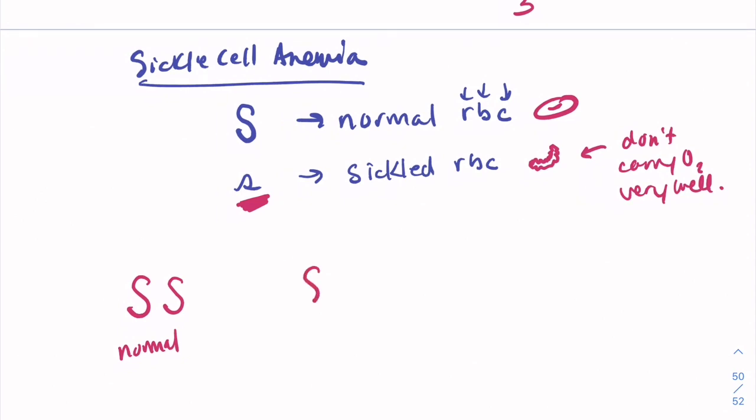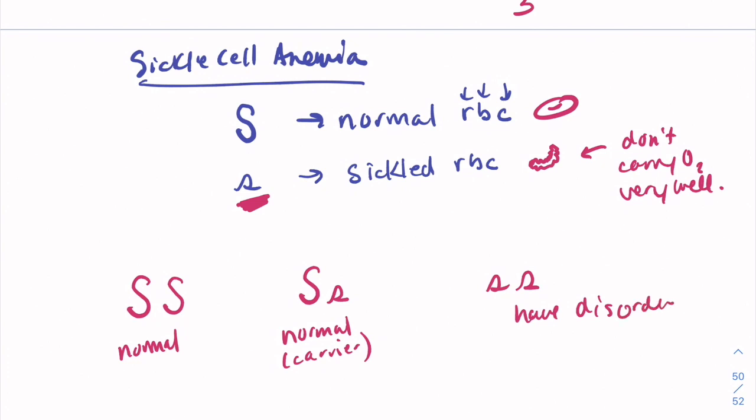You can have a homozygous dominant, normal phenotype. You can have a heterozygous. So this would be normal, but they're a carrier, right? Carrier. And then there is the homozygous recessive, and you have the disorder. You are affected by the disorder. So you have sickle cell anemia there.